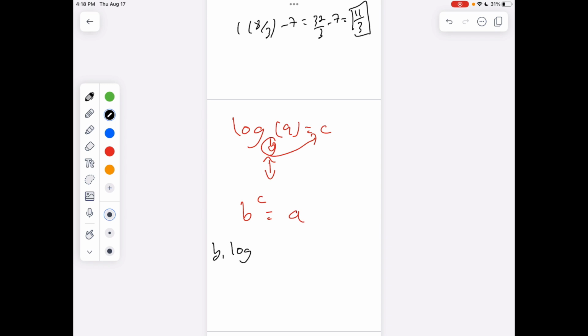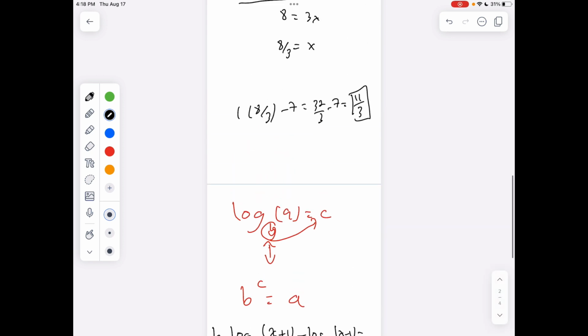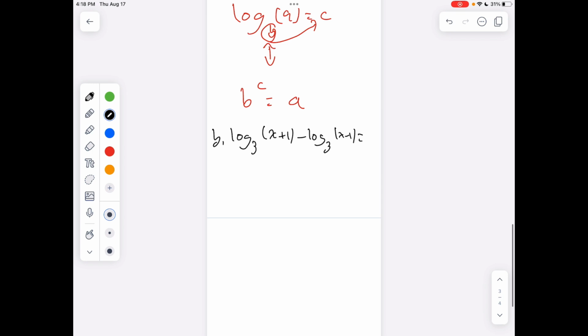So in our case, with problem B, we had log base 3 of x plus 1 minus log base 3 of x minus 1 equal to 3. You could use this property, however, not yet. The reason we can't use it yet is because you have two logs that you can actually write as one. You have a subtraction between these two logs with a common base of 3.